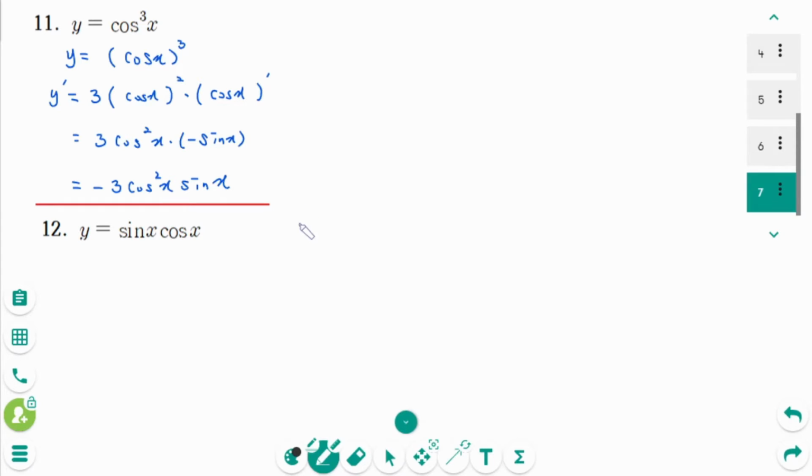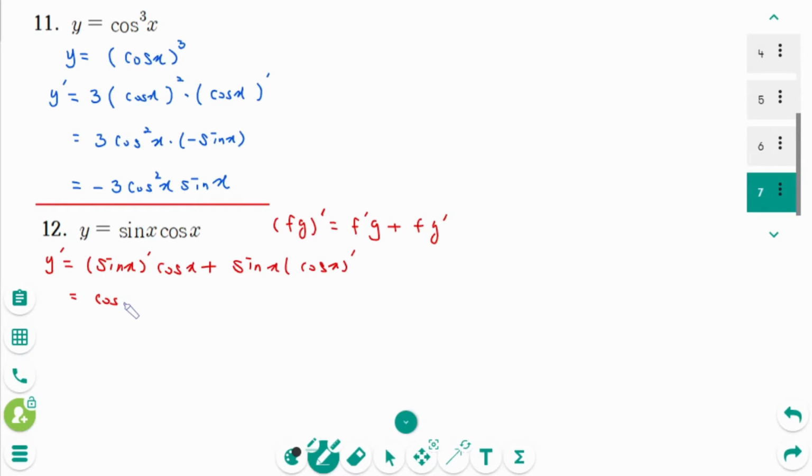Number 12, we can use the product rule: f times g prime equals f prime g plus f g prime. So y prime equals sine x prime times cosine x plus sine x times cosine x prime. Sine prime equals cosine x, times cosine x, plus sine x times cosine x prime, which equals minus sine x.